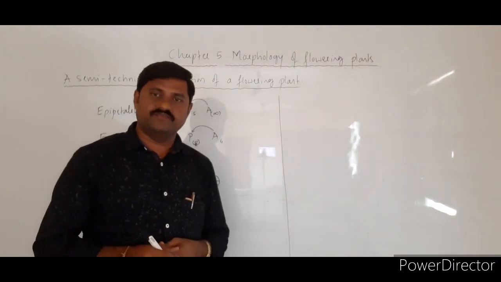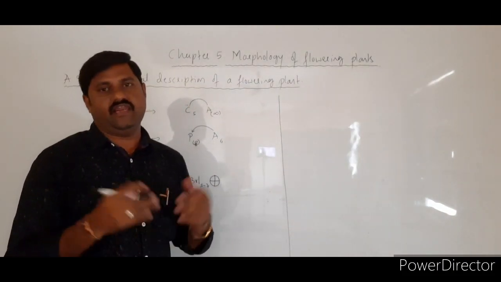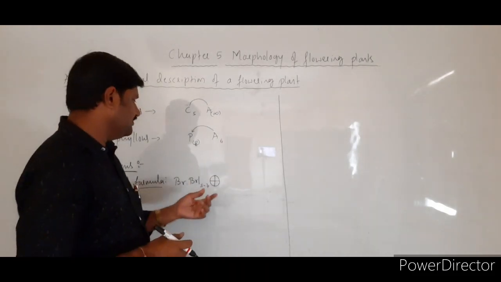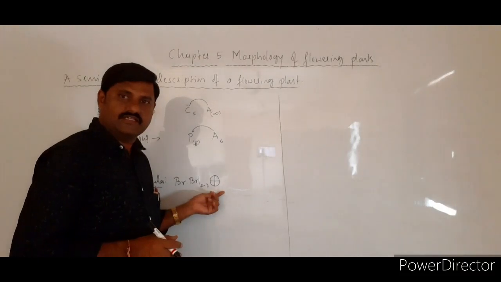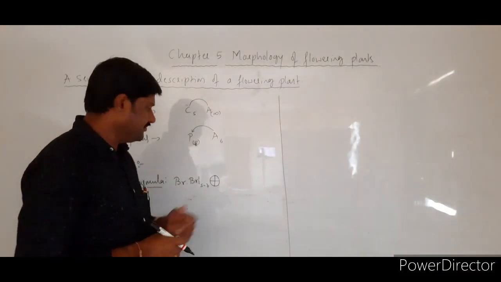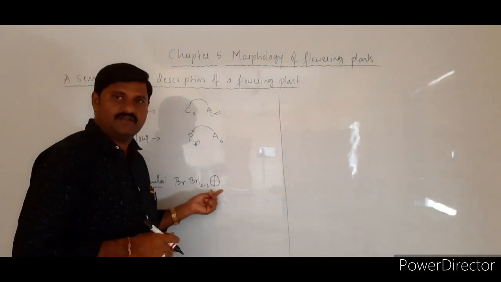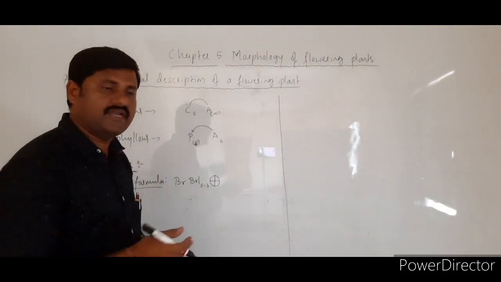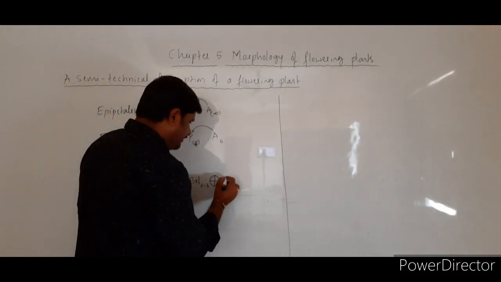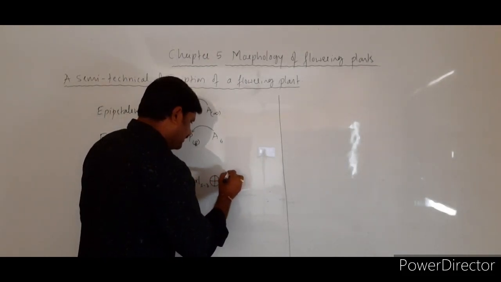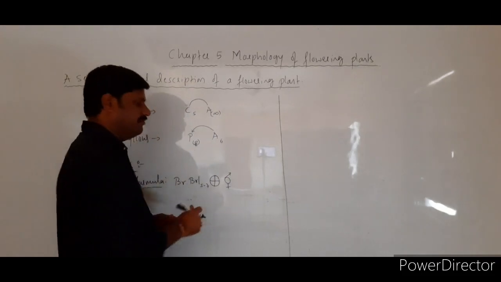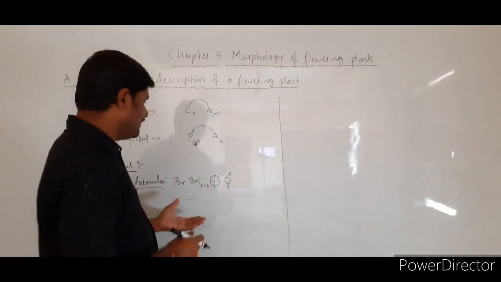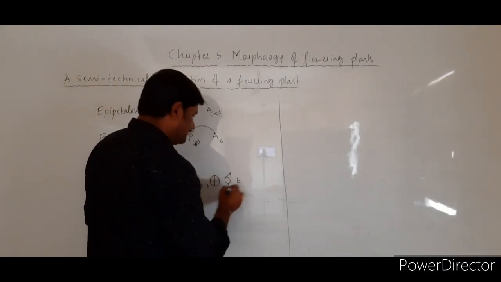When it is cut in any plane, you will get two equal halves. That is actinomorphic symmetry, right? Actinomorphic flower. Then whether the flower is bisexual or unisexual, it is bisexual obviously. How to indicate the bisexual condition? Like this, bisexual flower.